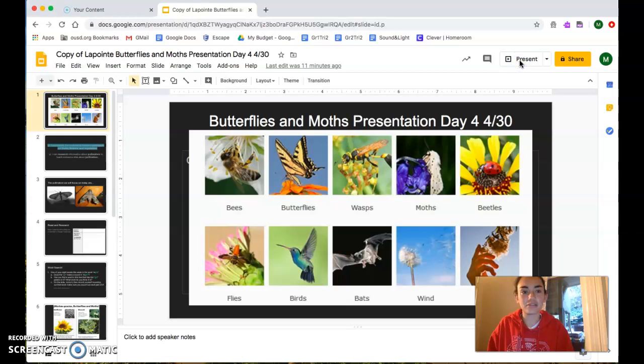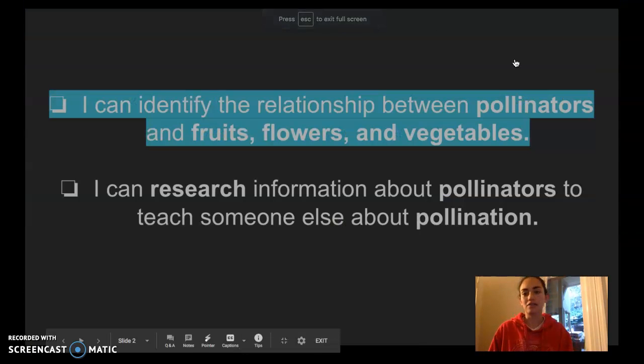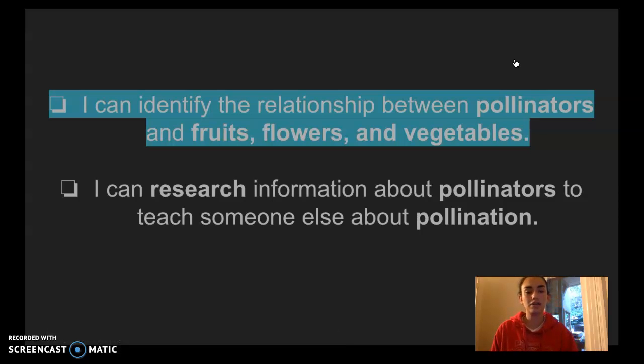Today we are going to be looking at our last presentation about butterflies and moths. Let's get it up. So again, here's our learning targets. I can identify the relationship between pollinators and fruits, flowers, and vegetables. So we're looking at butterflies and moths again, and we're looking at the plants that they feed on and the plants that they help to pollinate. So that's that relationship, right? They get food from the plants and they're also helping the plants.